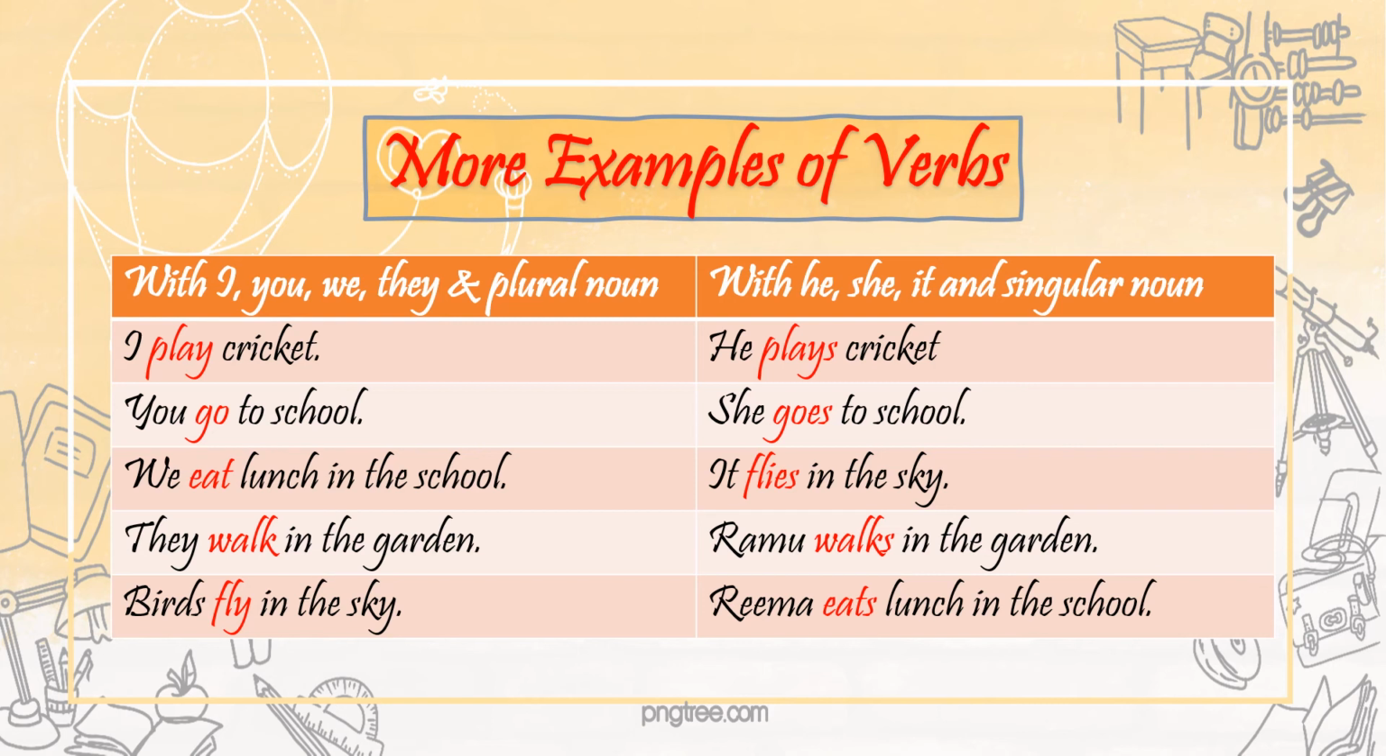And on the other hand, we have added s, es or ies to the verbs when they are used with he, she, it or singular nouns in the present tense. For example, he plays cricket. She goes to school. It flies in the sky. Ramu walks in the garden. Rima eats lunch in the school. Here we have added s, es and ies to the verbs like plays, goes, flies, walks, eats, etc.